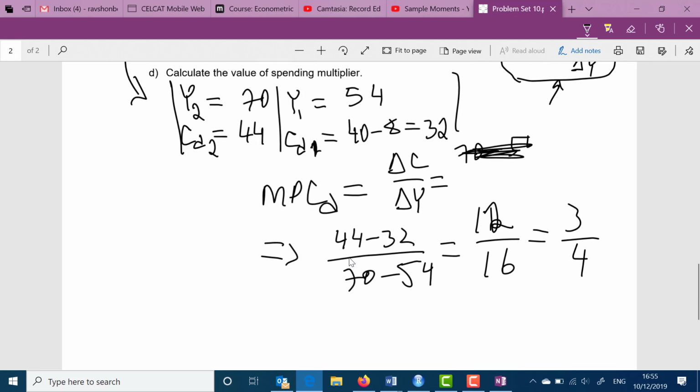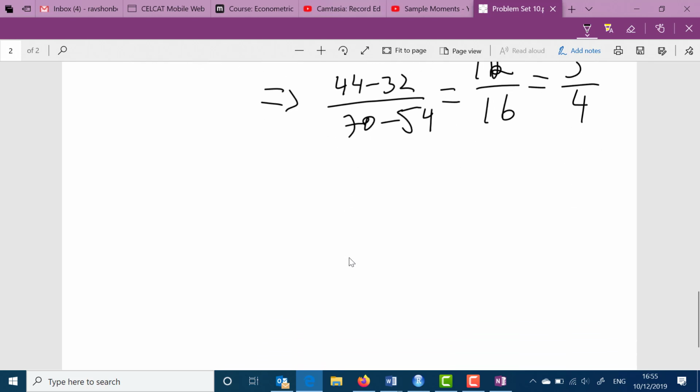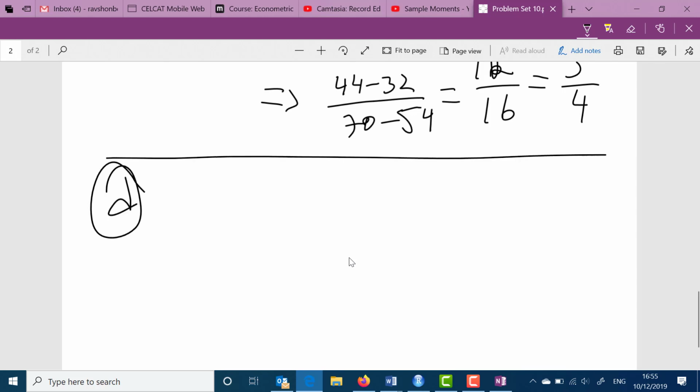Yeah. So calculate the value of spending multiplier now. So a £1 increase in income will lead to consumption increasing by 75 pence. 3/4 of the income is spent. Now the multiplier. What was the multiplier? Can you give me the equation for multiplier, please? What's the multiplier value?